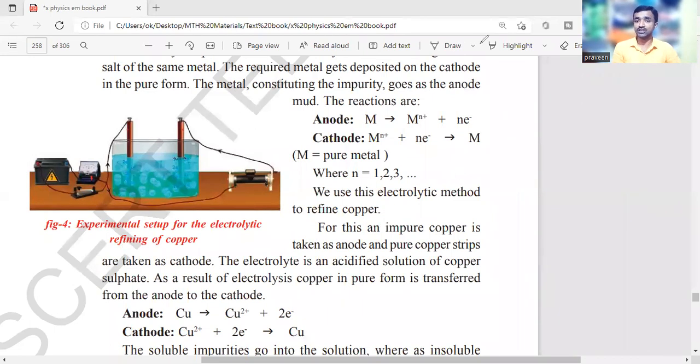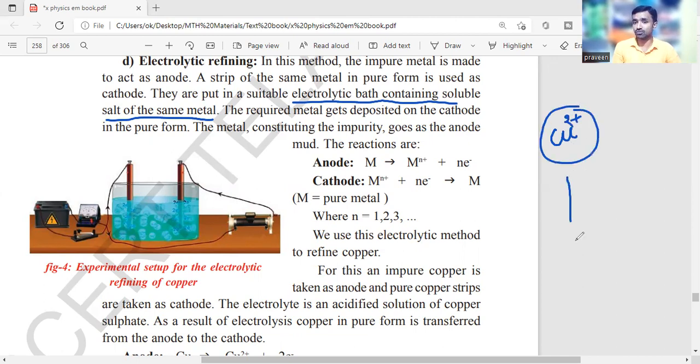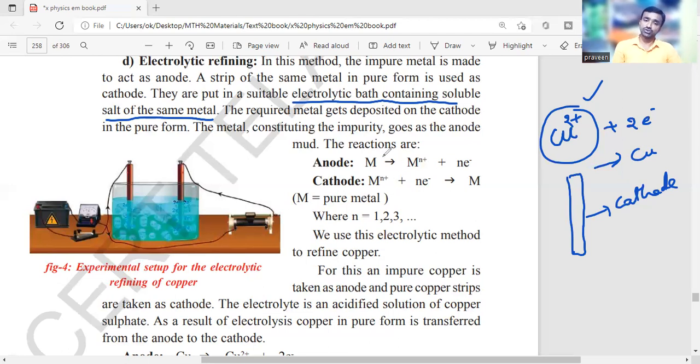So one electrode is pure metal and the other is impure metal. It is an electrolytic bath containing the soluble salt of the same metal. The required metal gets deposited at the cathode, because here the metals are positive ions. Positive ions move towards the negative terminal called the cathode. So at the cathode, you obtain the pure metal ions, which can be converted into pure metal by the electrons released at the anode. At the anode, the metal is converted into positive ions, releasing the electrons.